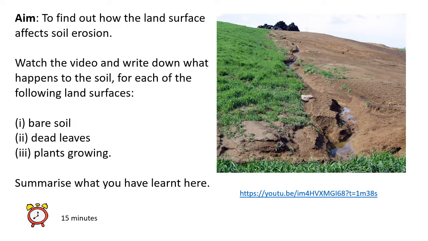Okay, so we're going to find out how the land surface affects soil erosion. Why specifically does deforestation lead to soil erosion? So watch the video, the YouTube link is on the screen, and it starts 1 minute 38 seconds in. Find out what happens to the 3 bottles. You're going to see a science experiment, and could you write up what happens for each of them, and then at the end summarize the overall point: how does the land surface affect soil erosion? Pause the video now.